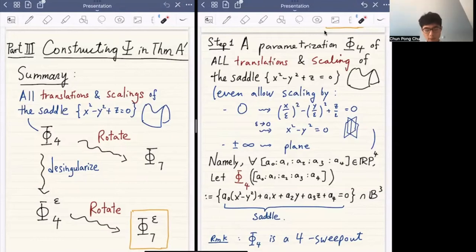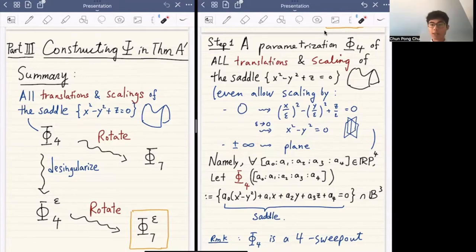What surface do we get, right? This is the original equation. If we scale it by a small number epsilon, this is how the formula transforms. And then we take epsilon goes to 0. The equation we get is x squared minus y squared equals 0, which describes 2 planes intersecting. Moreover, we allow the scaling factor to be plus or minus infinity.